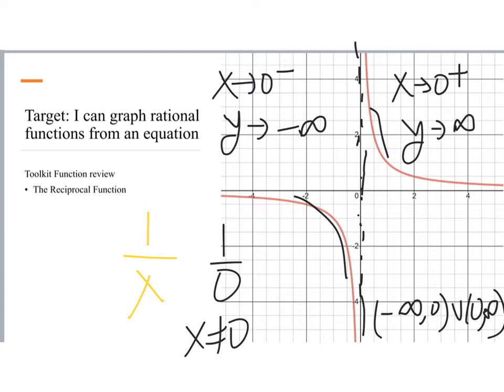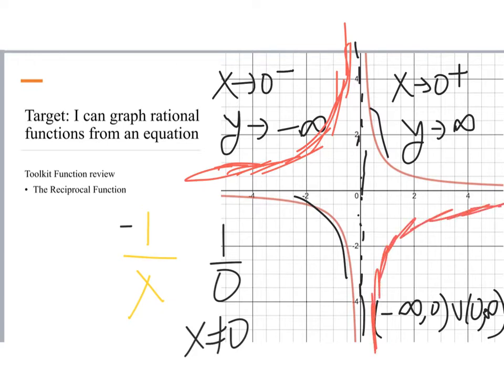Now, this can also be reflected if it's negative. Sometimes I'll put a number in front, often in the numerator. If it's negative, that just reflects everything, and it'll look like this, with the ranges switched. Okay, so those are some things that can happen. So that's the reciprocal function.